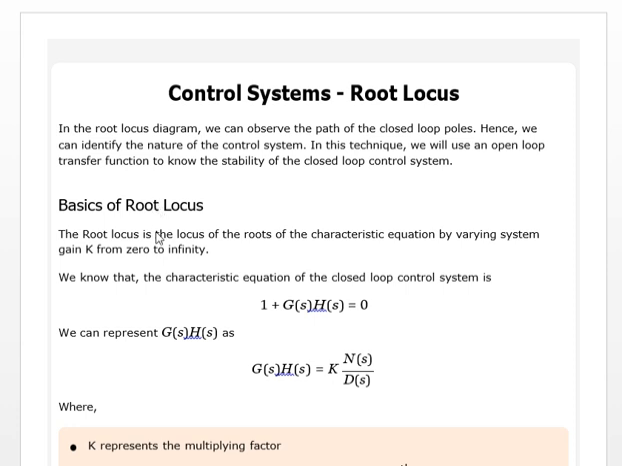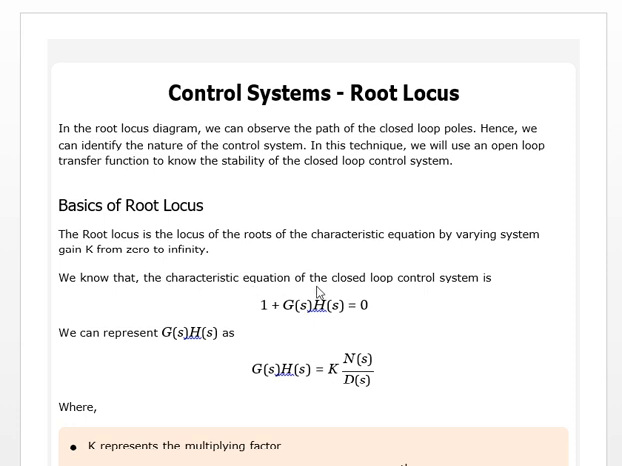The root locus is the locus of the roots of the characteristic equation obtained by varying the system gain. Just by varying the system gain, that is, by varying the value of k from 0 to infinity, we can find the root locus. We can get different types of roots. As a result, we can know the stability of the system.